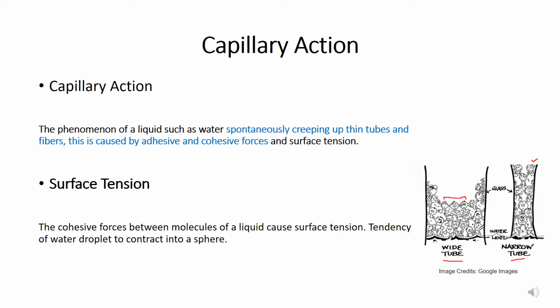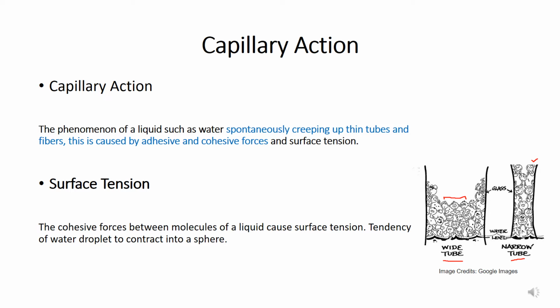The second one is surface tension. The cohesive forces between the molecules of a liquid cause the phenomenon of surface tension. The basic definition which we study is that the phenomenon due to which water behaves like a stretched membrane is known as surface tension.